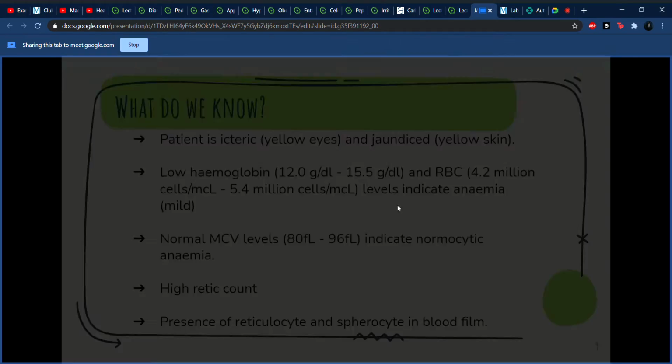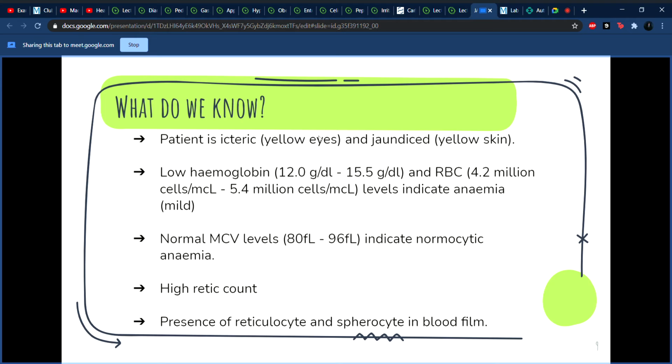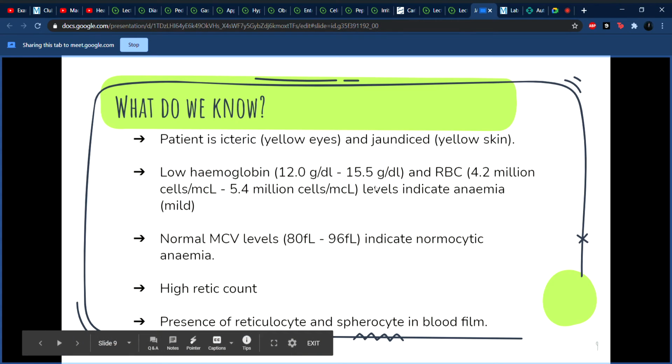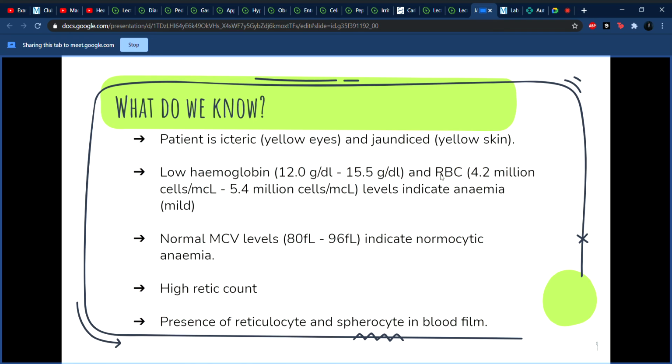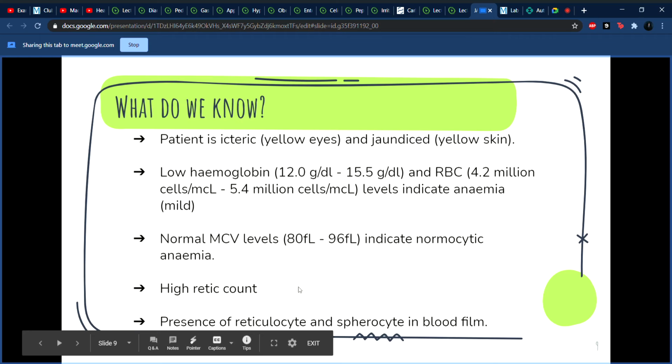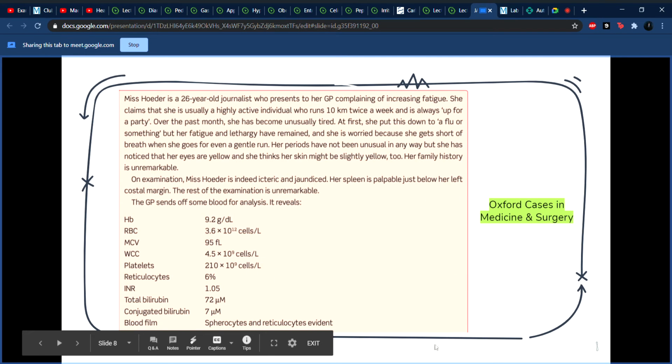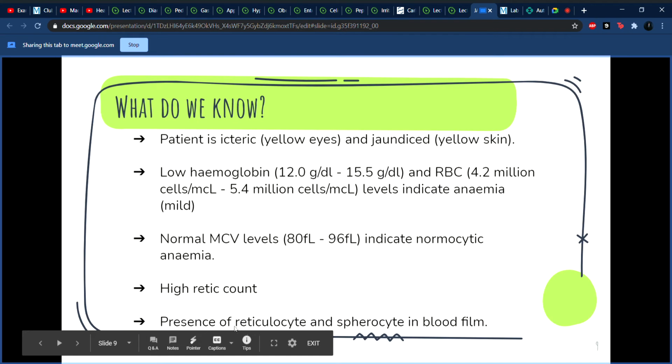So this is the takeaway message from the case. Patient is icteric, yellowish eyes, and jaundice, yellowish skin. The hemoglobin is low. This is the reference range, and it indicates the patient has mild anemia. The RBC count is normal. Normal MCV levels indicate normocytic anemia. High retic count, as I mentioned before, retic count is 0.5 to 1.5. And there's presence of reticulocytes and spherocytes in blood film.